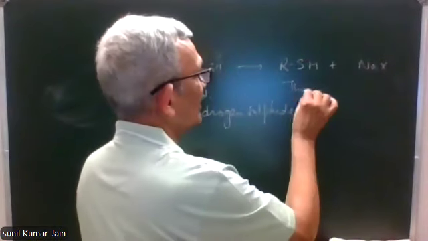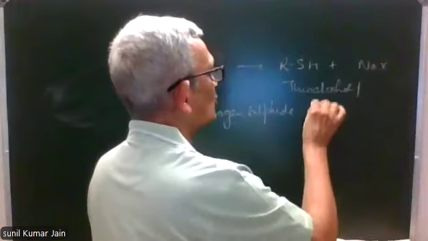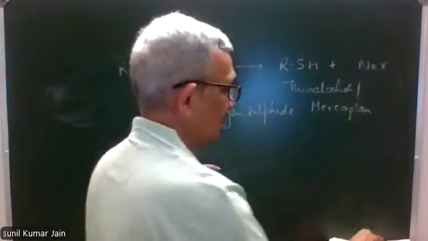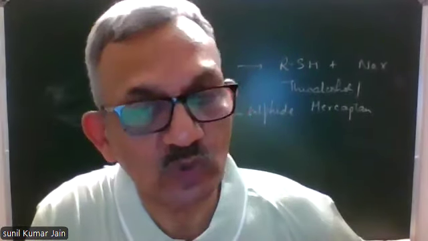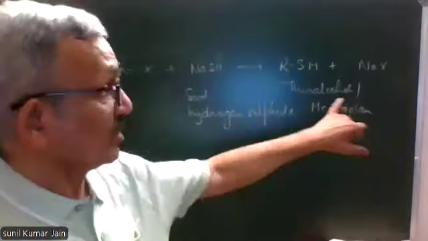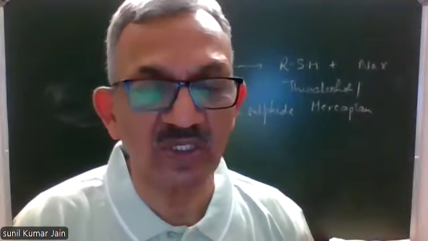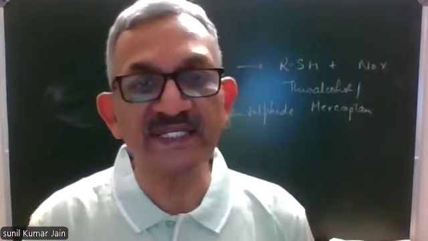This is thioalcohol, also called mercaptan. So when alkyl halides are reacted with sodium hydrogen sulfide, product obtained is thioalcohol. Thioalcohols are also called mercaptans or also called thiols, right? That is the product formed. Third is reaction with water.